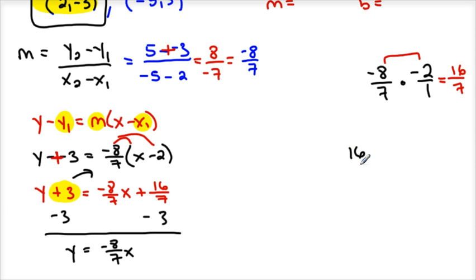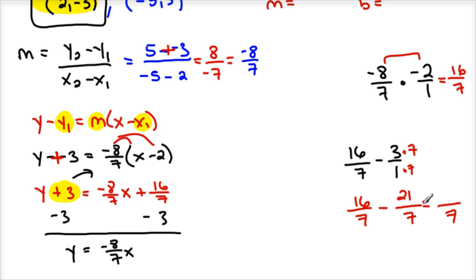So I got 16 over 7 minus 3 over 1. Common denominator here is going to be 7. Good. So 16 over 7 minus, what's my fraction here? 21 over 7. Good. Multiplying this by 7, multiplying this by 7. So now I have 16 over 7 minus 21 over 7. Keep your denominator. What's 16 minus 21? Negative 5. So minus 5 over 7.